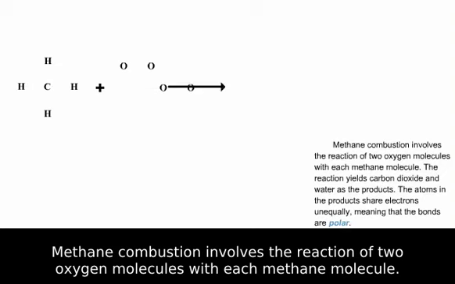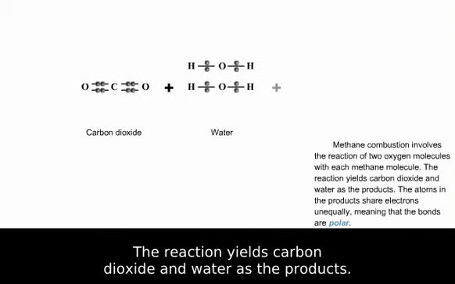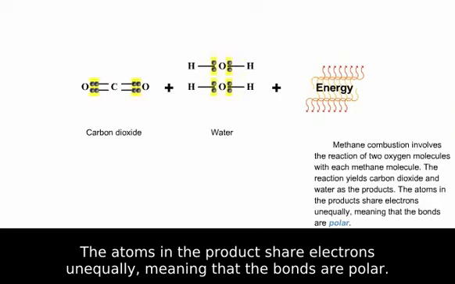Methane combustion involves the reaction of two oxygen molecules with each methane molecule. The reaction yields carbon dioxide and water as the products. The atoms in the products share electrons unequally, meaning that the bonds are polar.